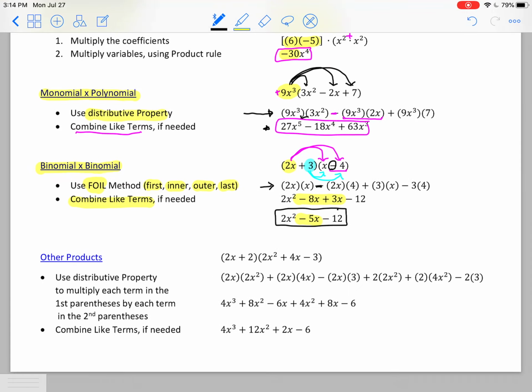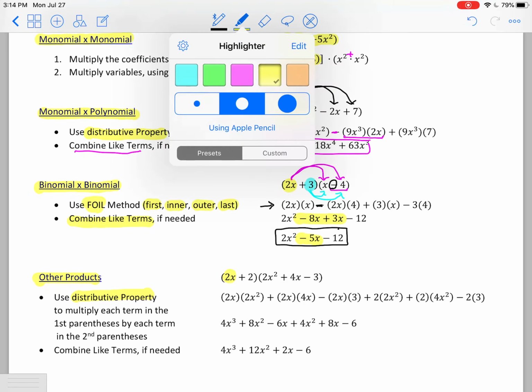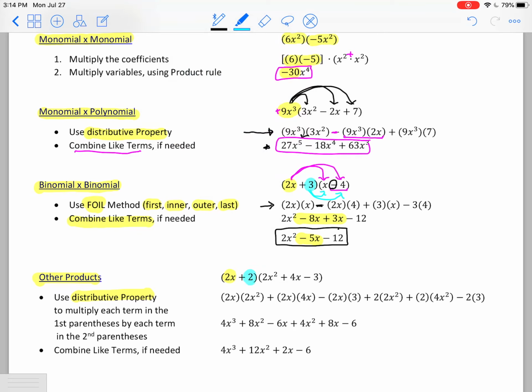All right, let's move on. So we've got what we just kind of call other products, varying scenarios with other situations of products. Basically, the idea is we want to use distributive property to multiply each term in the first parenthesis by each term in the second parenthesis. So it's kind of like foiling, but we have to go a step further because there are more than just the binomial times the binomial.